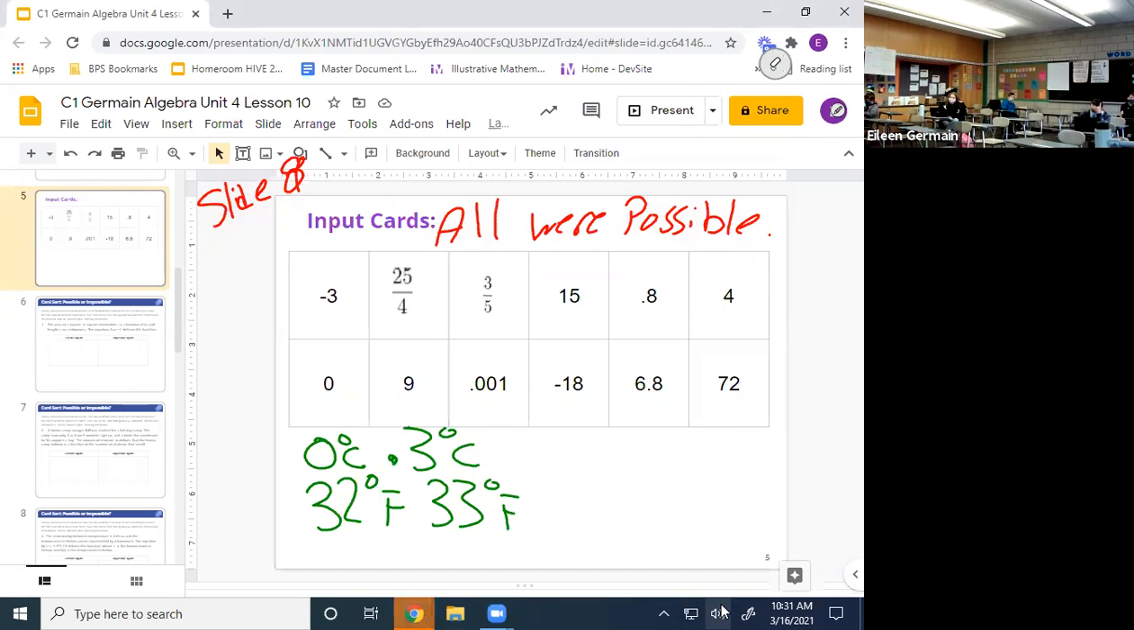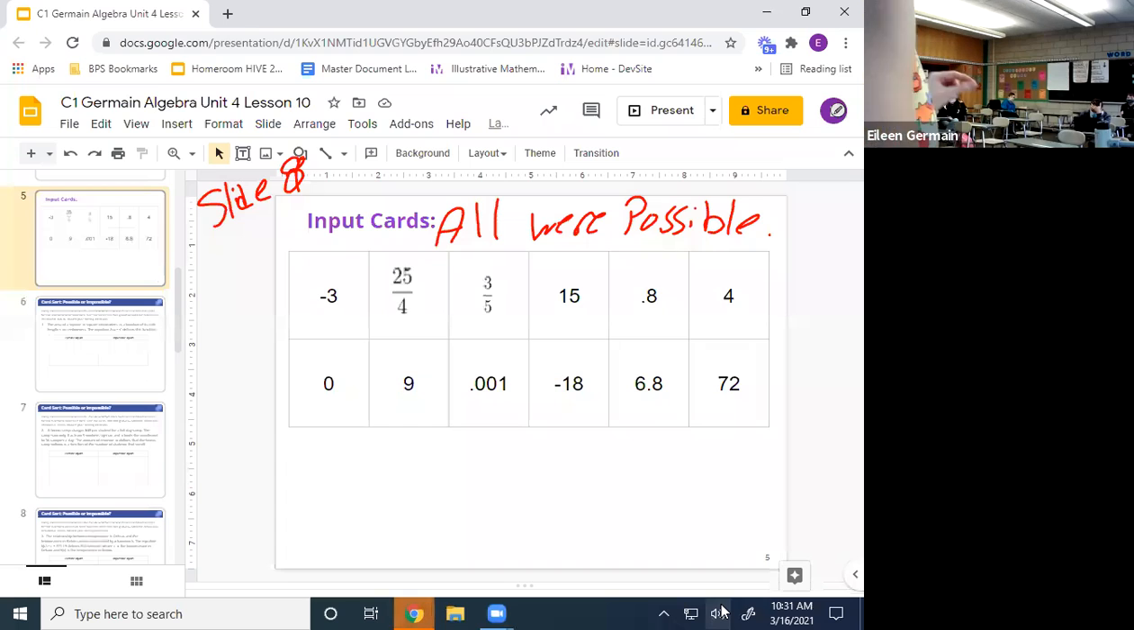I think that's where the biggest misconception is, that temperatures can be dealt with in fractions, decimals, I'm sorry, when we're talking more exclusively about Celsius. So all of these are possible inputs here, because if you have a fraction here, you can always convert it to a decimal, and then that will work with the Celsius. Okay, does that make sense, Ian?